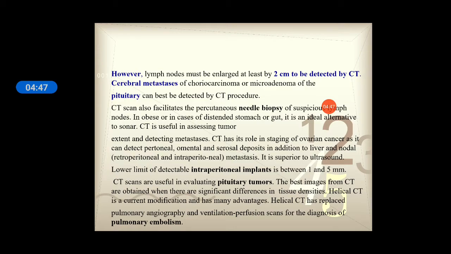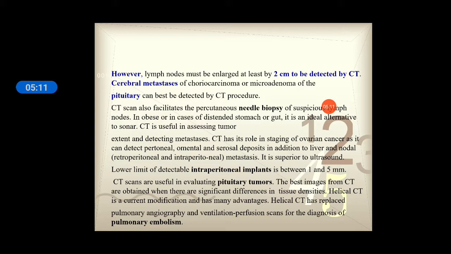The best images from the CT are obtained when there are significant differences in tissue densities. So the images will be better if tissues of different densities are present. Helical CT scan is a current modification and has many advantages.